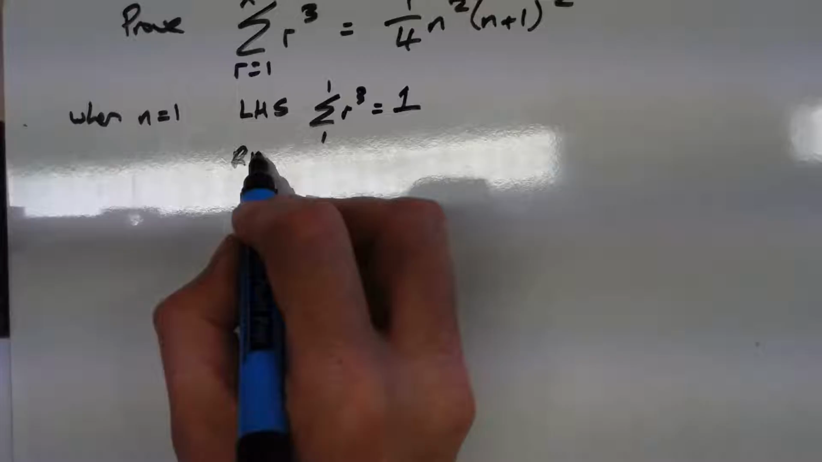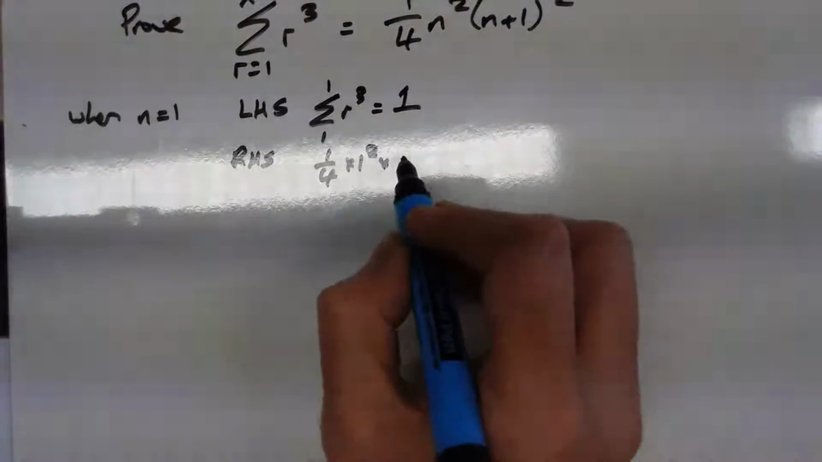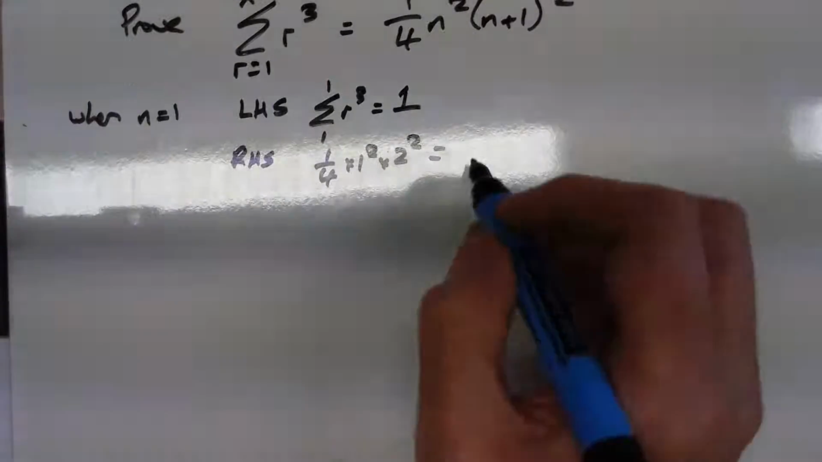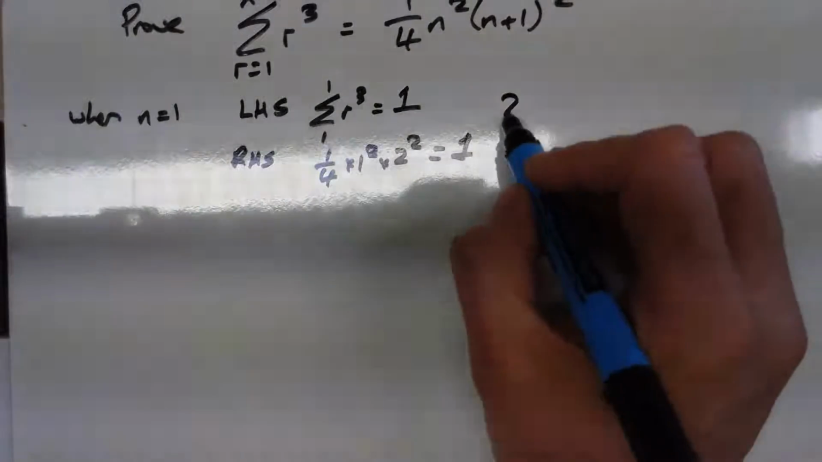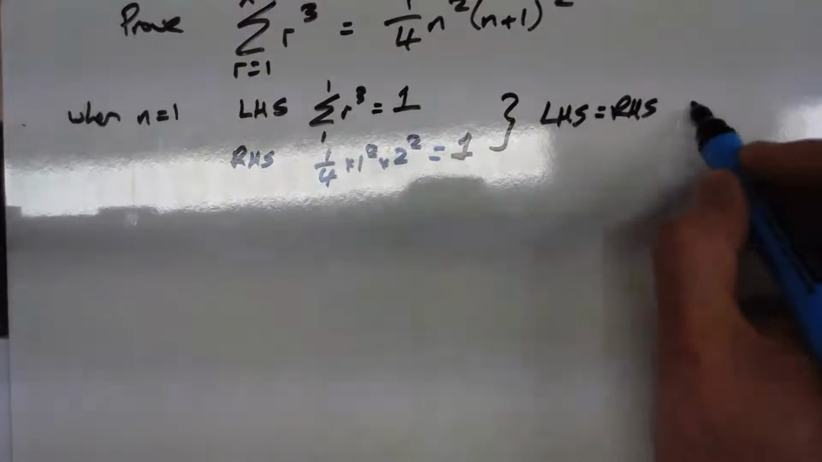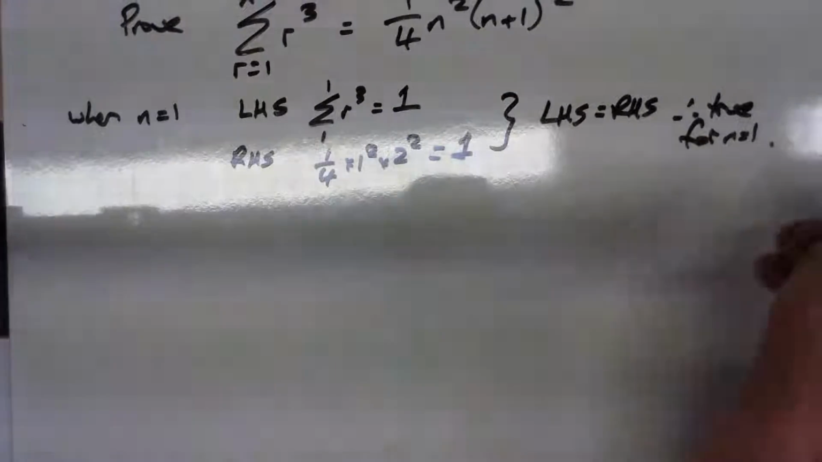And the right-hand side is a quarter times 1 squared times 1 add 1, which is 2 squared. 4 times 1 divided by 4, which is 1. So left-hand side equals right-hand side. Therefore, true for n equals 1. There's our first step, 1 mark. We know it's true there.